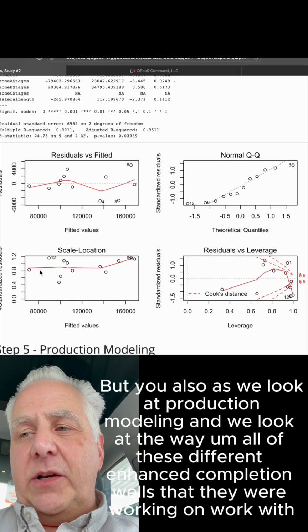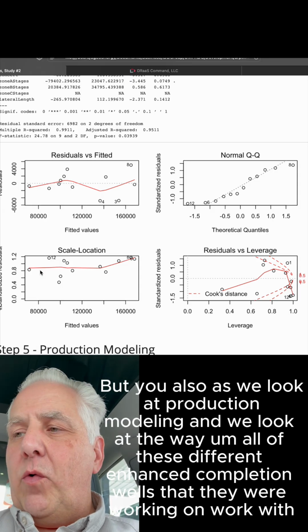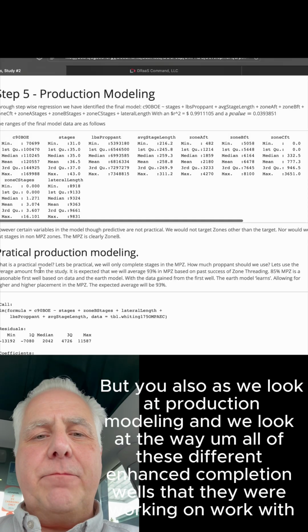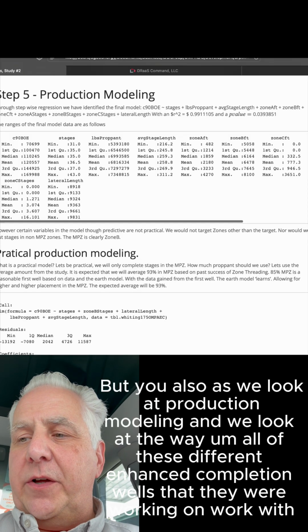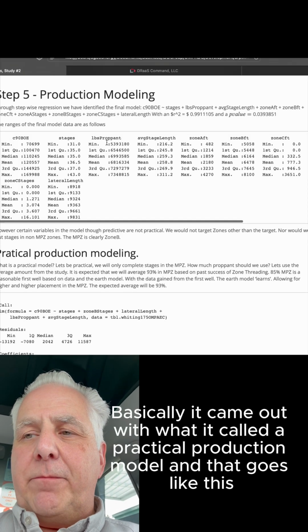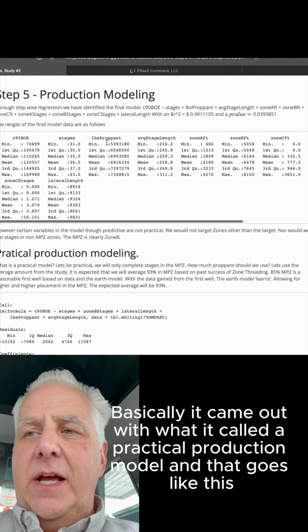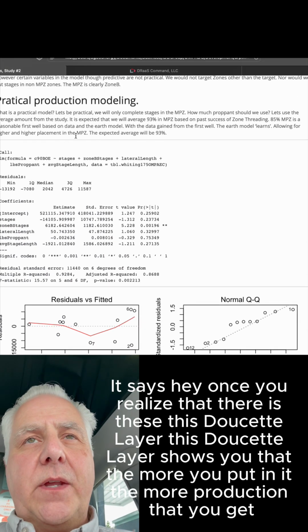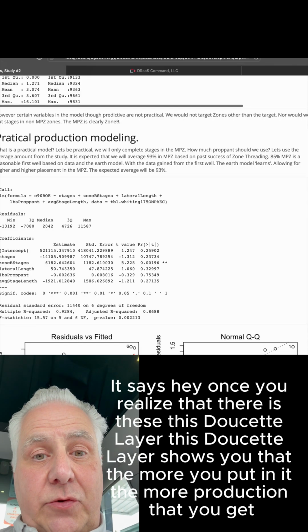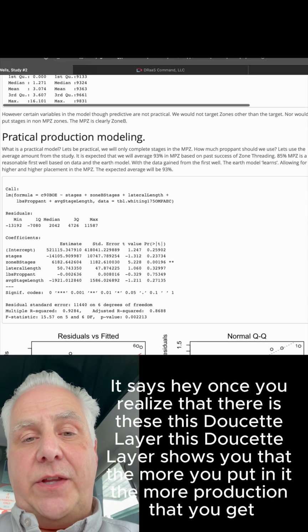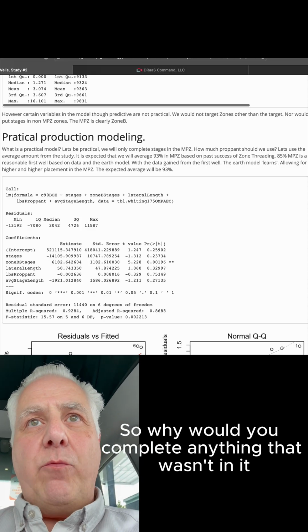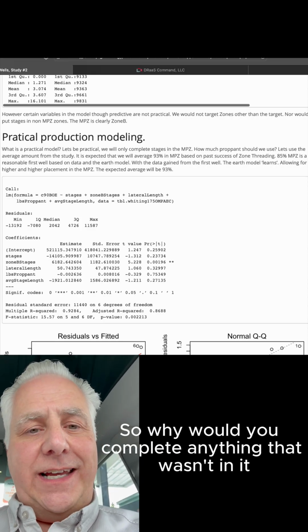But as we look at production modeling and the way all of these different enhanced completion wells that they were working on worked, basically it came out with what it called a practical production model. And that goes like this. It says, once you realize that there is this Doucette layer, this Doucette layer shows you that the more you put in it, the more production that you get. So why would you complete anything that wasn't in it?